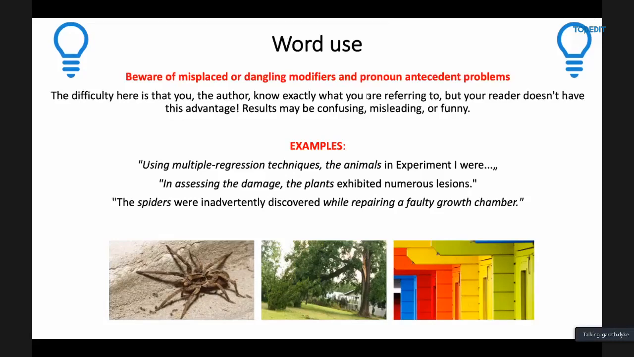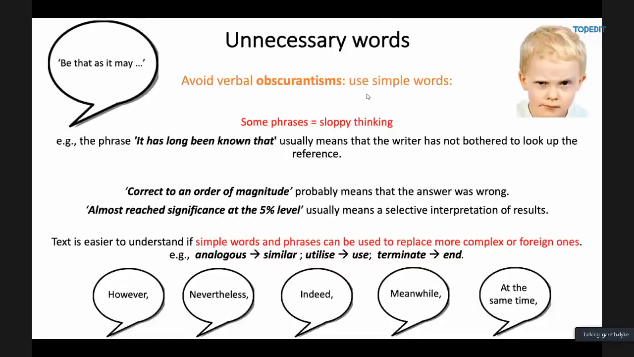So here are a few examples that are difficult to understand. The authors knew what they meant, but when you read these sentences, it's not necessarily clear exactly what is meant. Indeed, in some of these examples, you can get quite confusing, misleading, or even funny results when you think about how misplaced modifiers and pronoun antecedent problems can actually happen in academic writing.